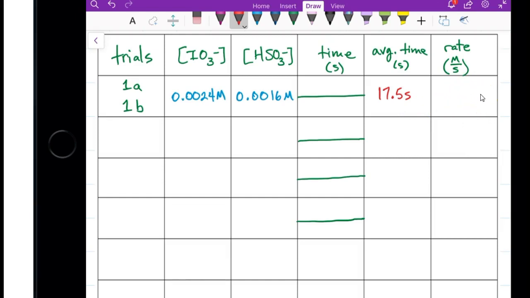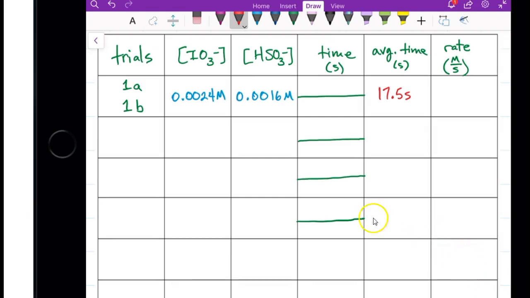And then once you have that, you can look at your concentration of iodate, concentration of bisulfite for each trial, and then the rate, and you should be able to write a rate law. It's not going to be quite as perfect as what we had in our examples in class in terms of getting really close to a whole number, but you should at least be able to get pretty consistent data that results in a good rate law.